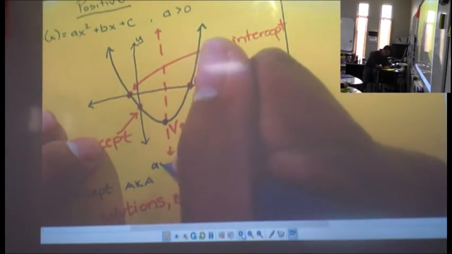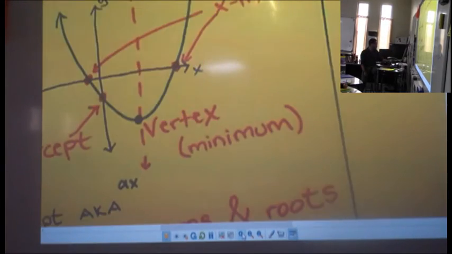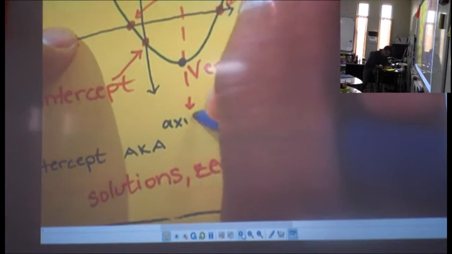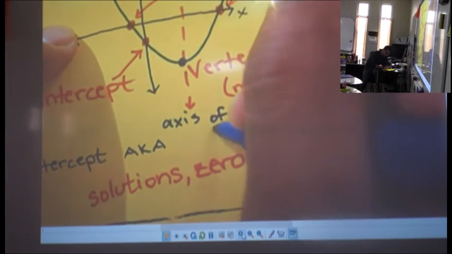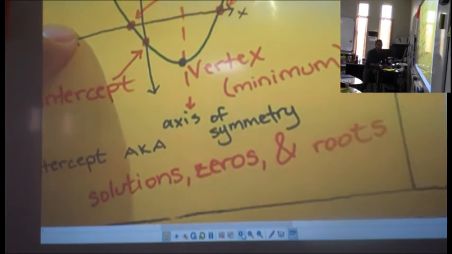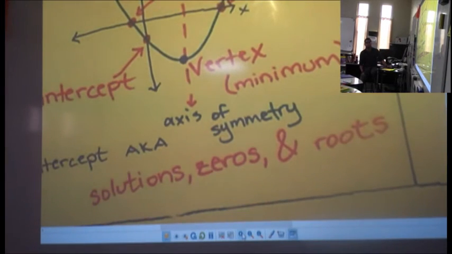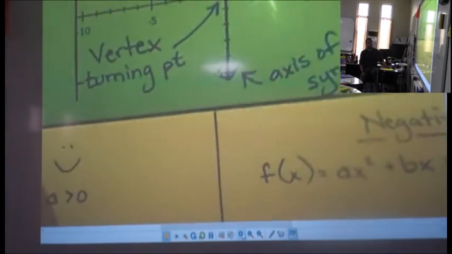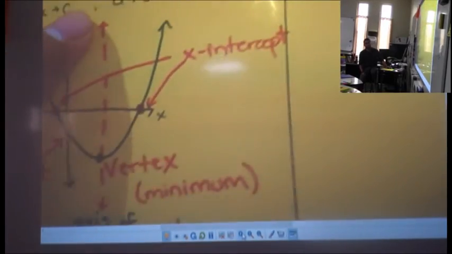Axis of symmetry. Well, it's also spelled up here. Alright, axis of symmetry.